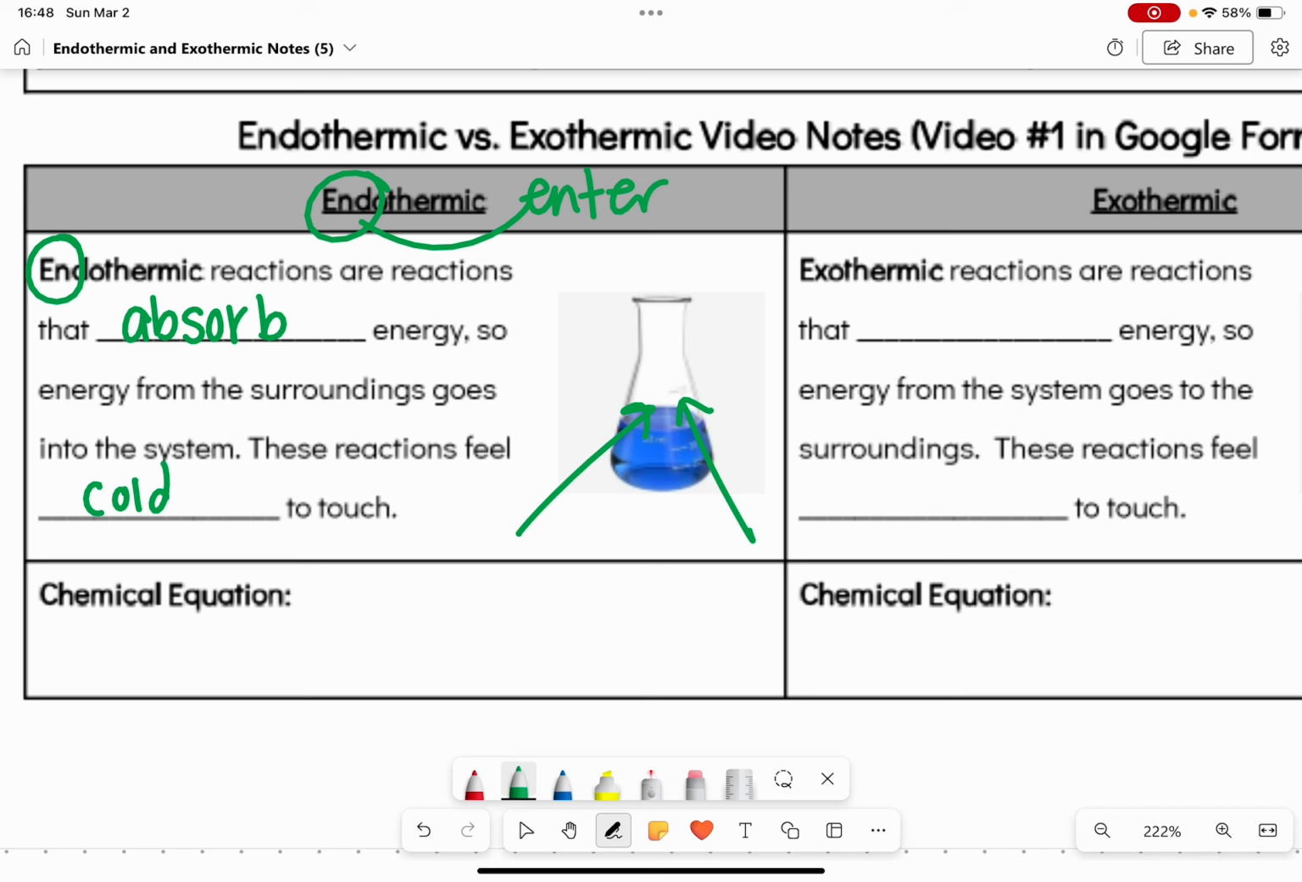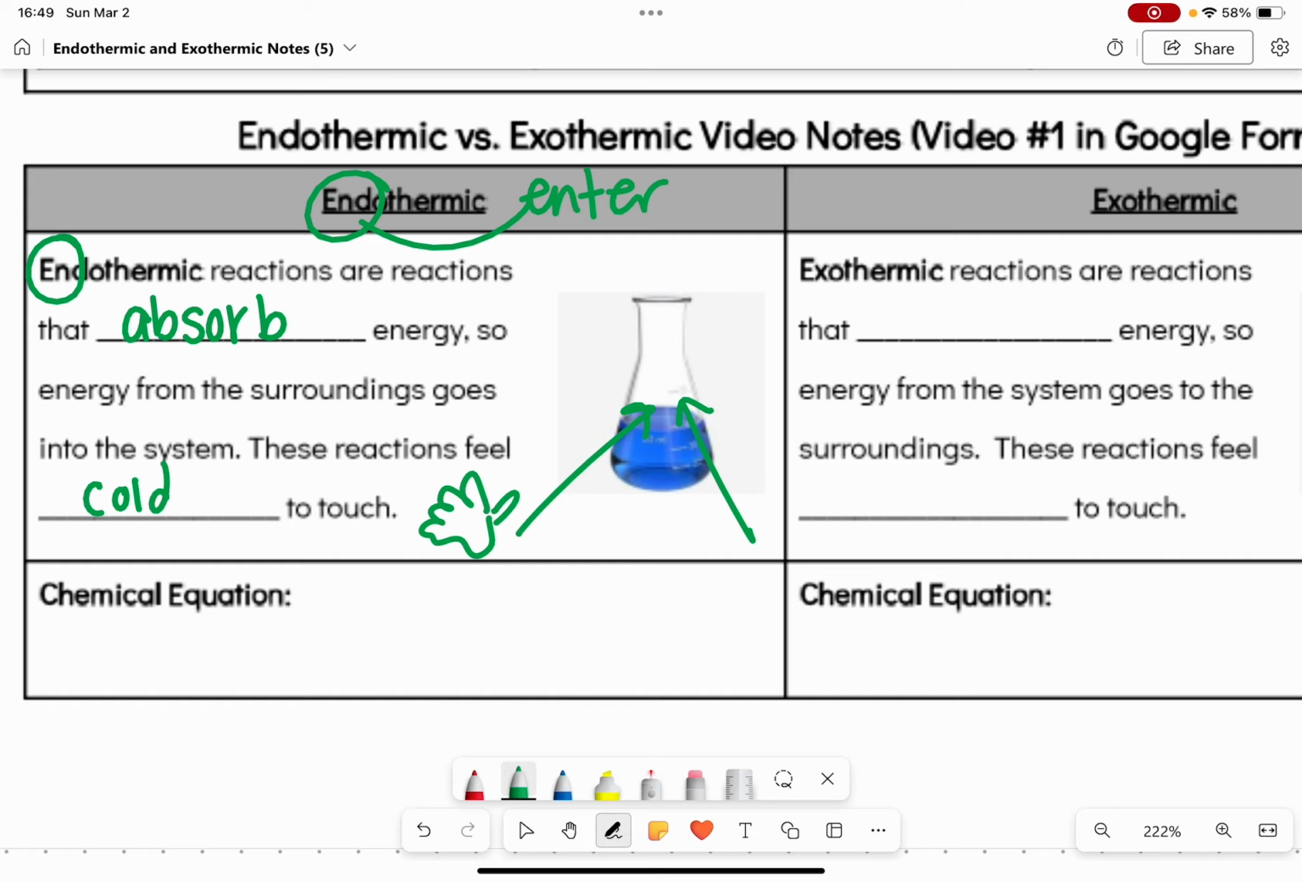Okay. The reason these feel cold to touch is because the energy is going from, like, your hands. That's a weird hand. The energy is going from your hands and leaving and going into the reaction. So because the energy is leaving, your hands feel a decrease in temperature.